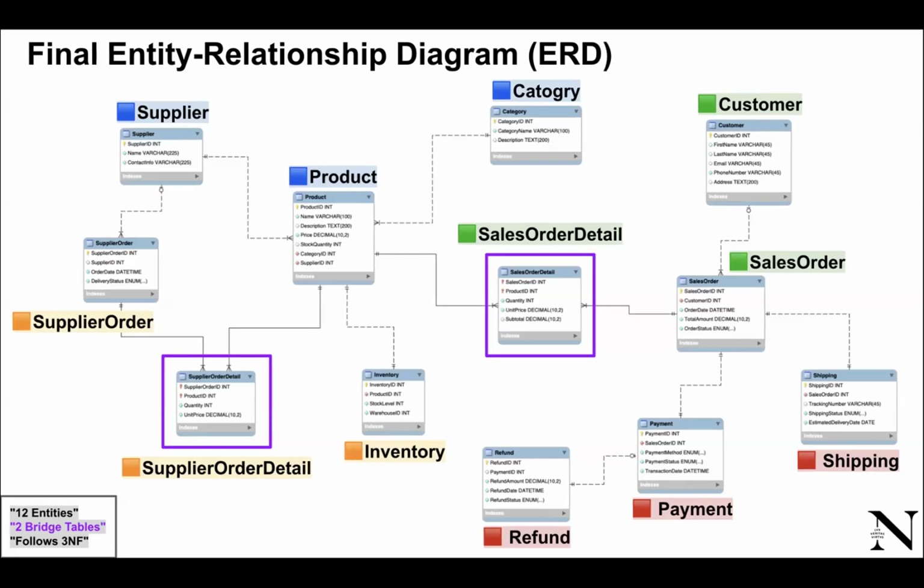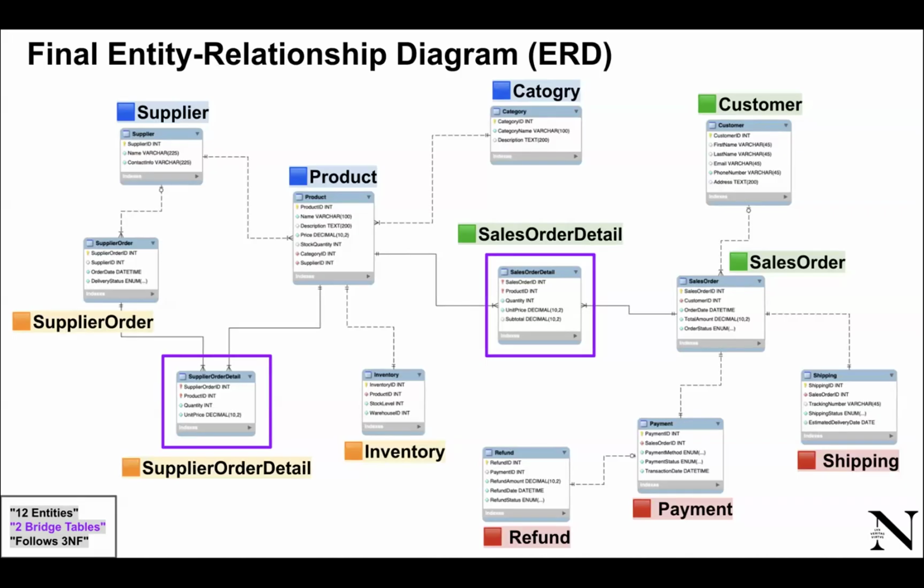So moving to the green color of sales management, the sales order entity tracks customer purchases, and it is linked to the customer entity. Notice the bridge table of the sales order detail, which connects the sales order and product tables to handle the many-to-many relationship.